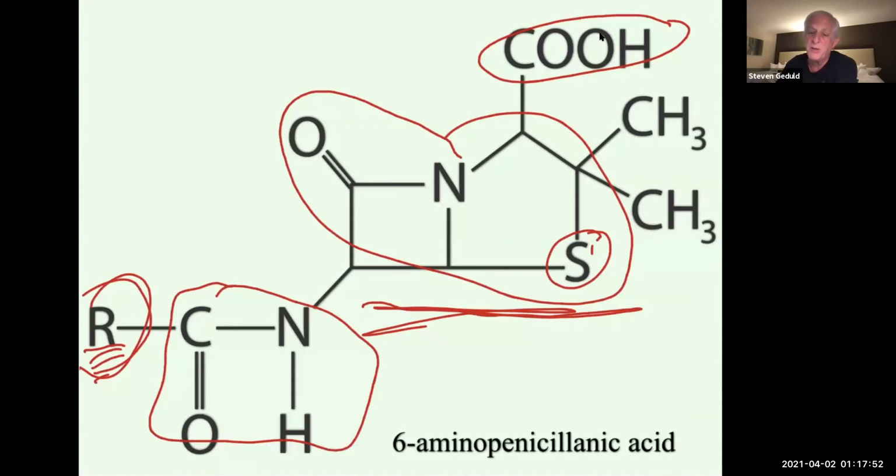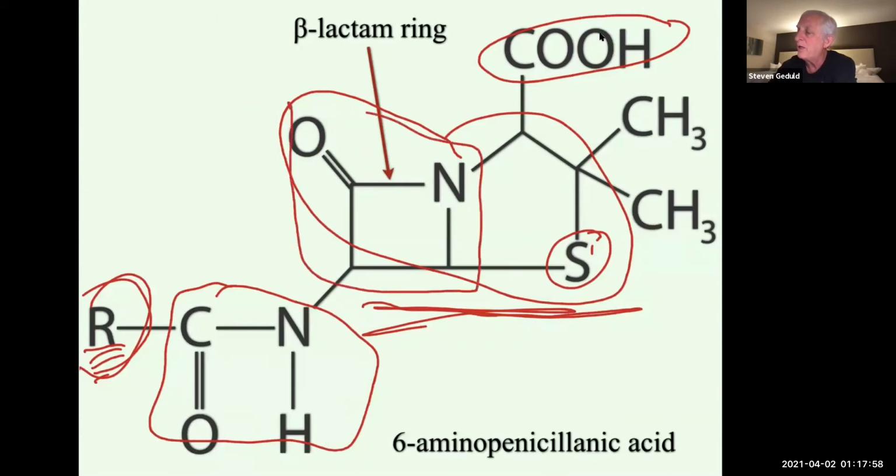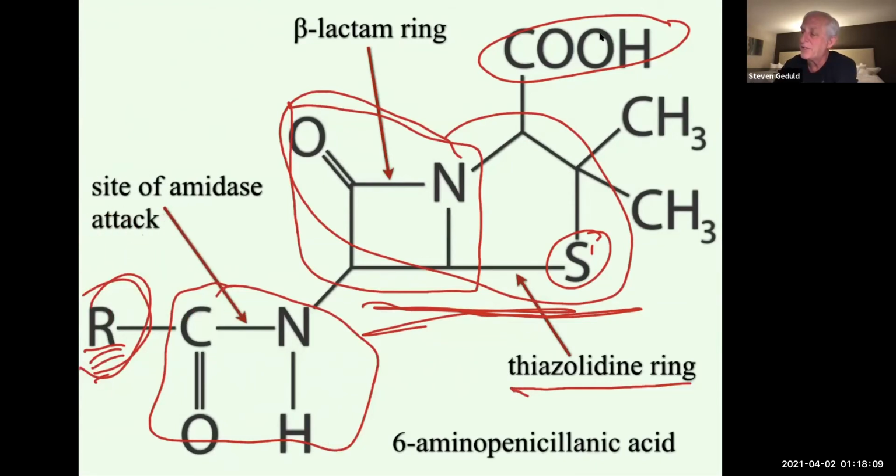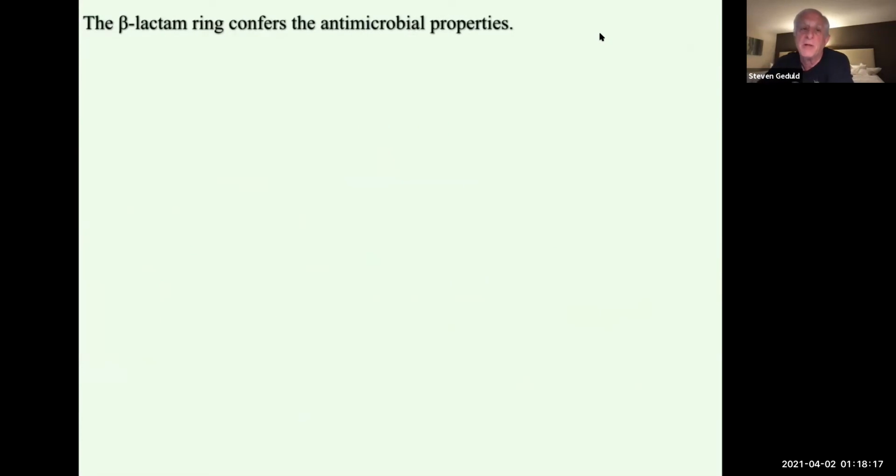So, 6-aminopenicillanic acid. Here's your beta-lactam ring. This first ring is your beta-lactam ring. This one is your thiazolidine ring with a sulfur group attached to it. This is the site of amidase attack. This is where you break the amide bond right in here. The beta-lactam ring confers the antimicrobial properties. That's the part that destroys the cell wall.